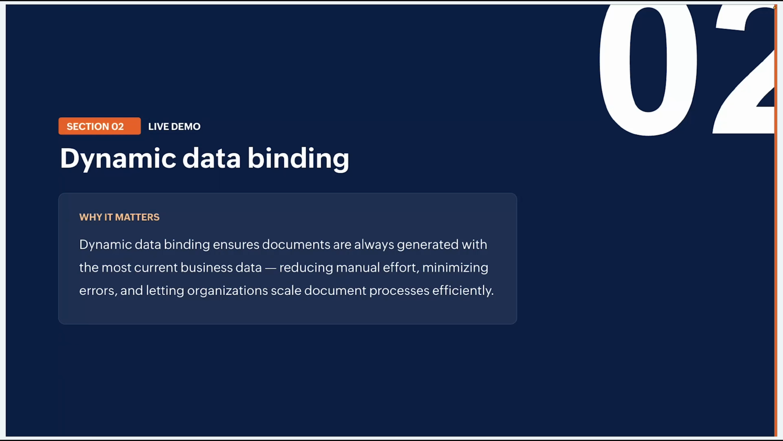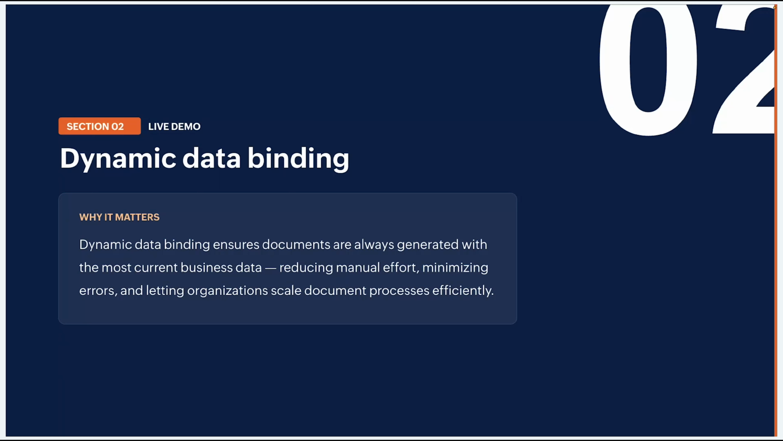Here's the problem. Your customer details are in your CRM, your invoice line items are in your accounting system, and your form responses are sitting in a spreadsheet. So the ideal question here is, how can I automatically pull and merge data from multiple sources like CRM, CSV, forms, APIs into my templates so each document is uniquely customized for each and every recipient?